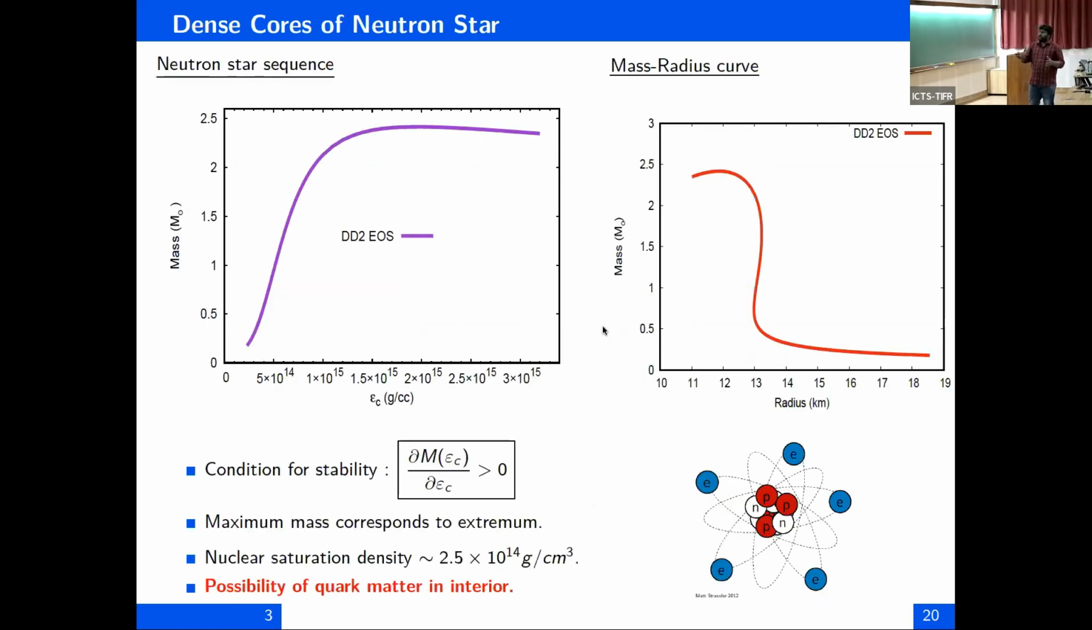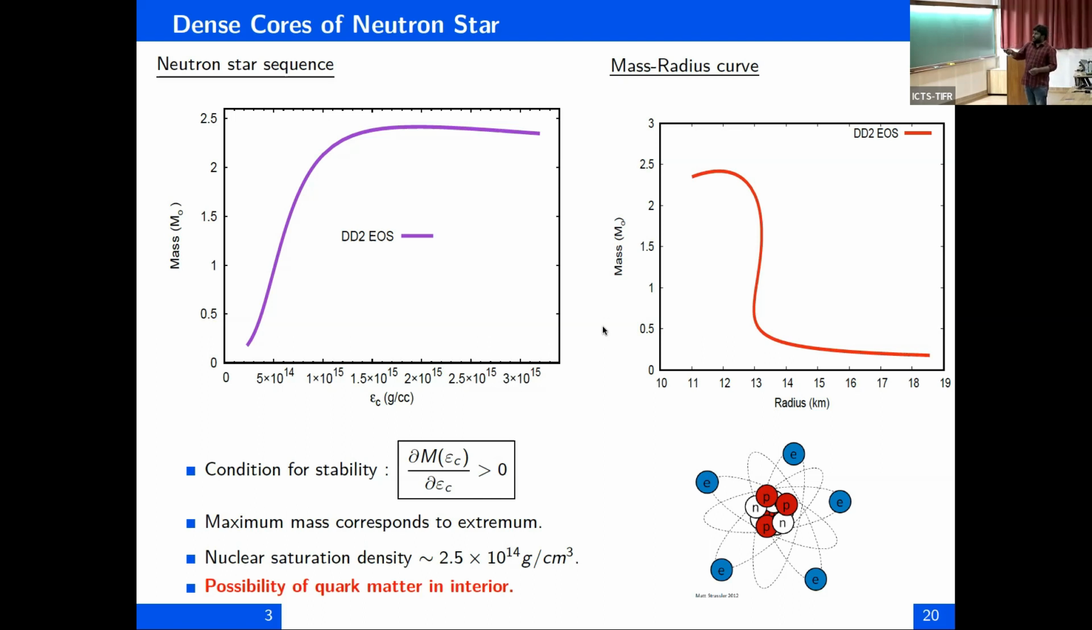So the motivation for the existence of quark stars is what I'll tell in this slide. This is the mass sequence for a neutron star. On the y-axis we have masses, and on the x-axis we have the central density. We see that a neutron star of 1 solar mass has a density of about 5 times 10 to the power 14 gram per centimeter cube. A neutron star of 2 solar mass has a density of 10 to the power 15 gram per centimeter cube.